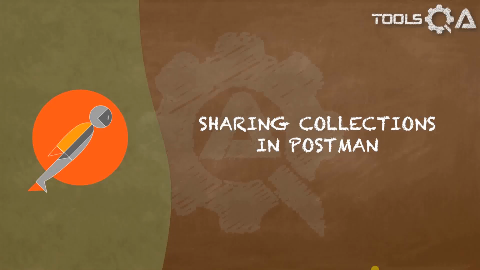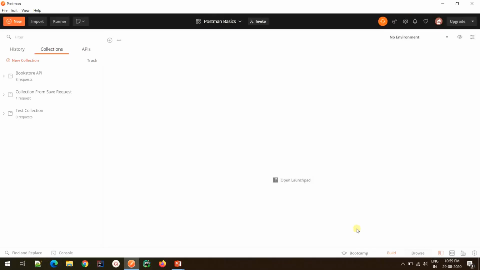You have been working on certain APIs and have a lot of requests that you have tried out and saved in a collection. Now your teammate asks you to share some details of that API so that he or she can try it out on his or her end. This is when sharing of collections comes in handy in Postman. So let us start sharing collections in Postman. Let's move to Postman for that.